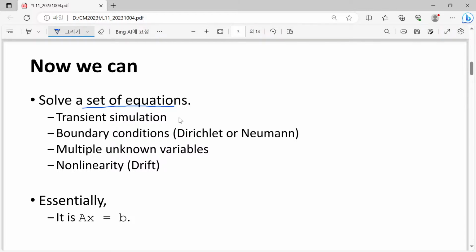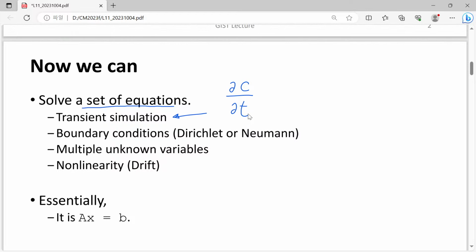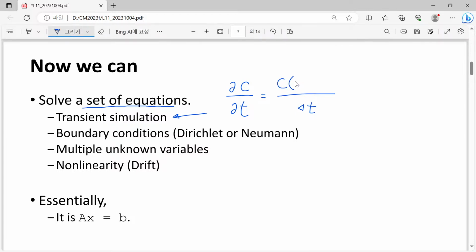So what we can do right now is certain transient simulation. If we have a certain kind of time derivative term, then we can solve it by introducing some time discretization.